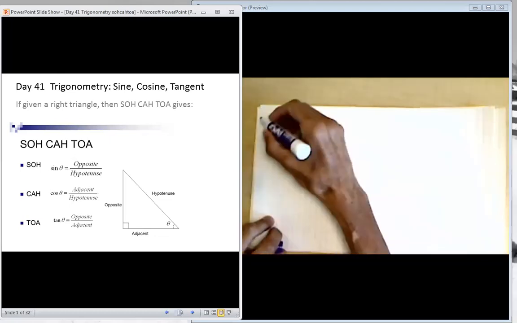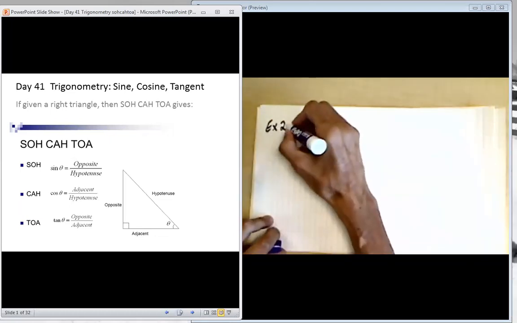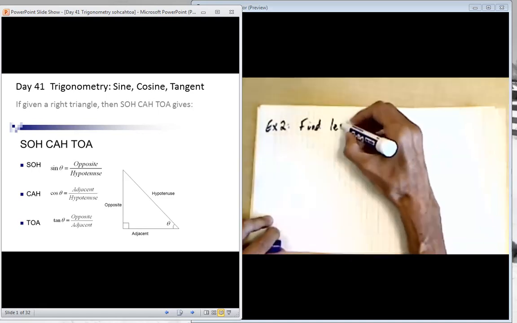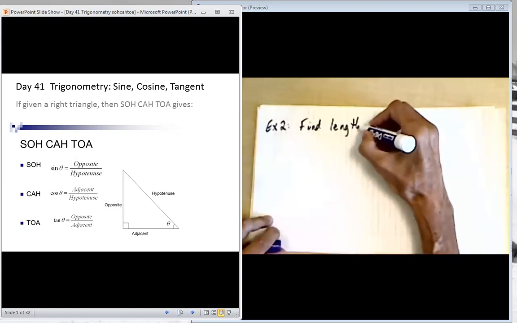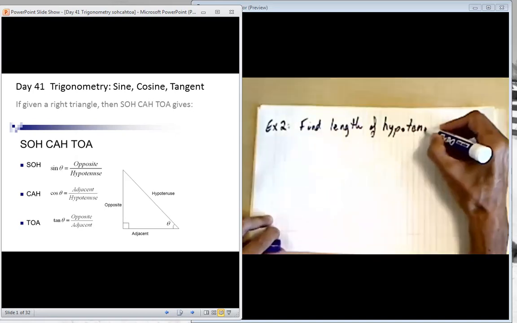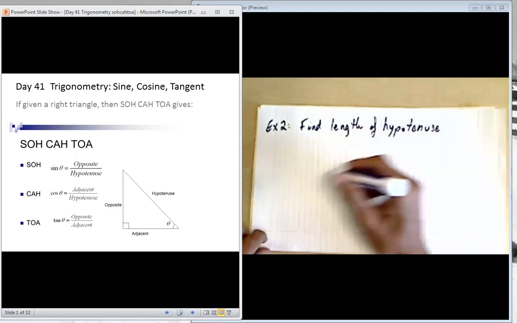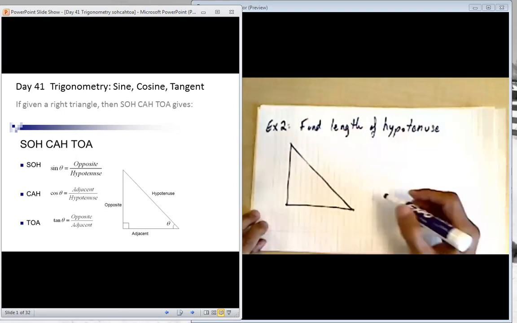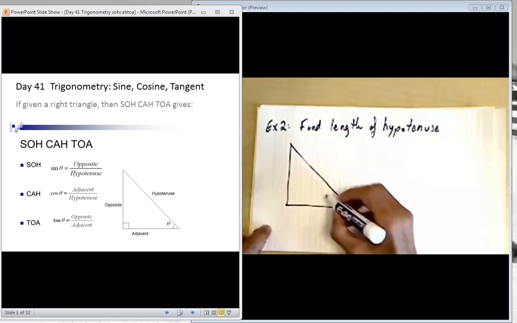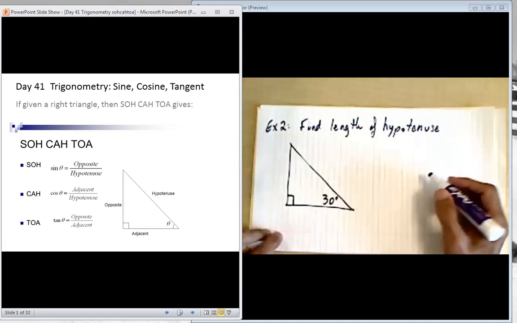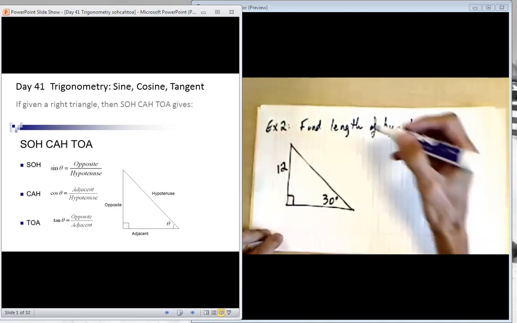Example 2. Find the length of the hypotenuse. When you're given the situation here, it's like that. I'm going to say this is 30 degrees down here. That's 90. And I'm going to give you that this side is 12.